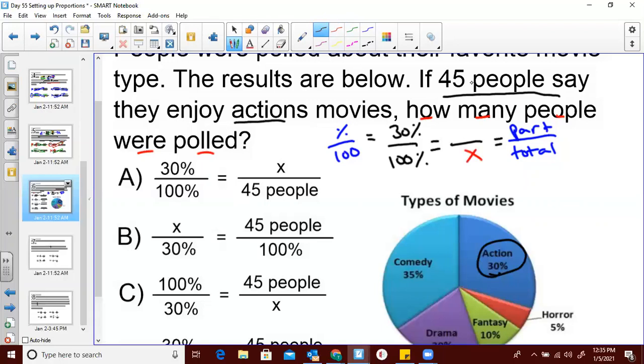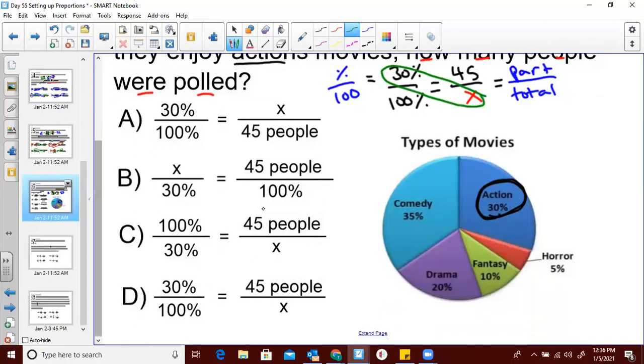And this kind of works, they go hand in hand because we know that it says that only 45 people enjoyed action movies. So if these are our action movies, only 45 people enjoyed them. And that's just a part of our whole, right? Because only 30% like action movies, which means only 45 people is 30%. All right, and again, we're just going to see where X matches up. And you have X matches up with 30%.